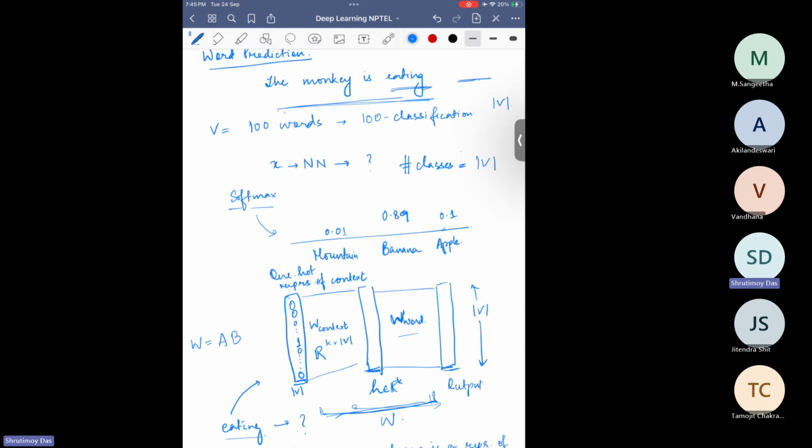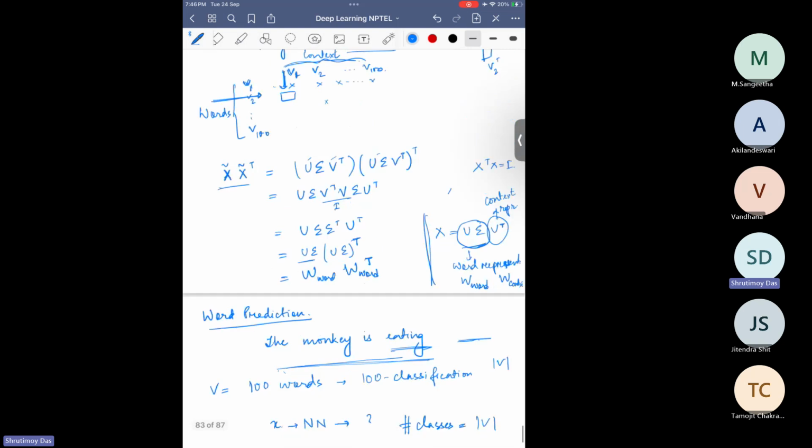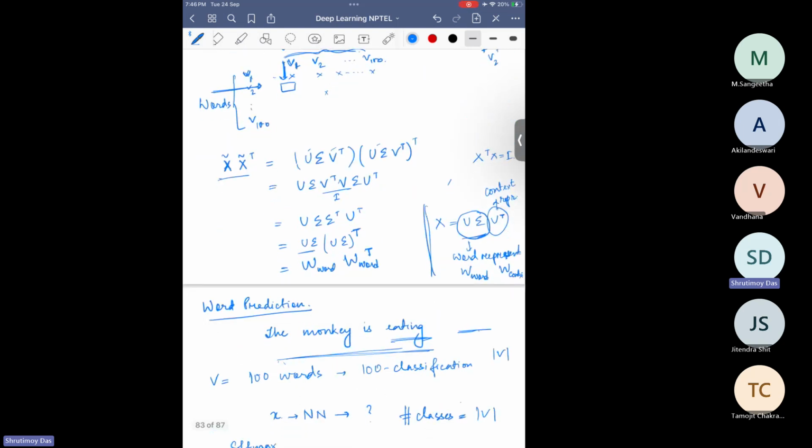So you can write this as a product of two matrices A and B, where A is of this shape and B is of this shape, right? You can just substitute it and say that A represents your context and B represents your word representations, which is similar to what we have during SVD, right? So X is basically W word times W context. So you see the relation.